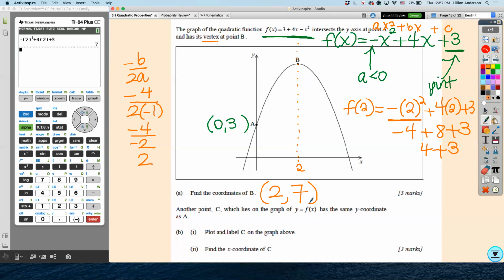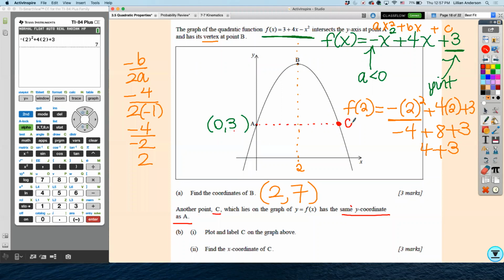All right. Now it says another point C, which lies in the graph of y equals f of x, has the same y coordinate as A. C is not in this picture. You have to plot and label C on your graph. Well, if C has the same y value as A, what was the y value of A? 3. So on the exact same line that A is on, C is on as well. And there's C.